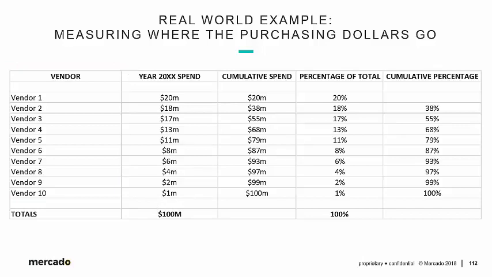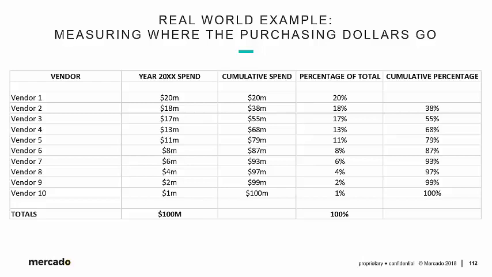For example, in vendor 1, the year that we're looking at, we spent $20 million. Vendor 2, $18 million. Vendor 3, $17 million. Down we go, it all adds up to $100 million. Right from the get-go, we can start to see who we're spending the most with and perhaps where to concentrate some of our analysis and KPI efforts.